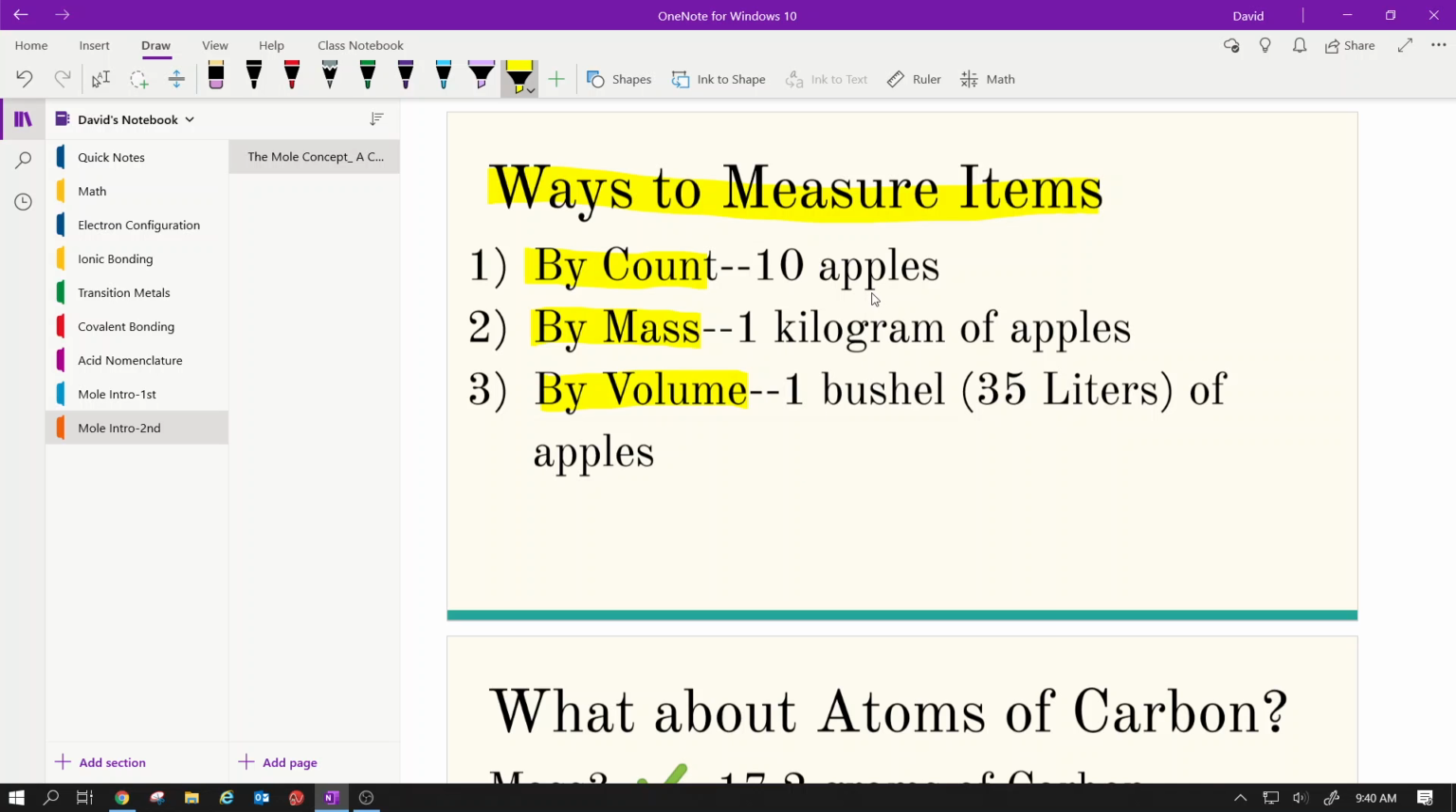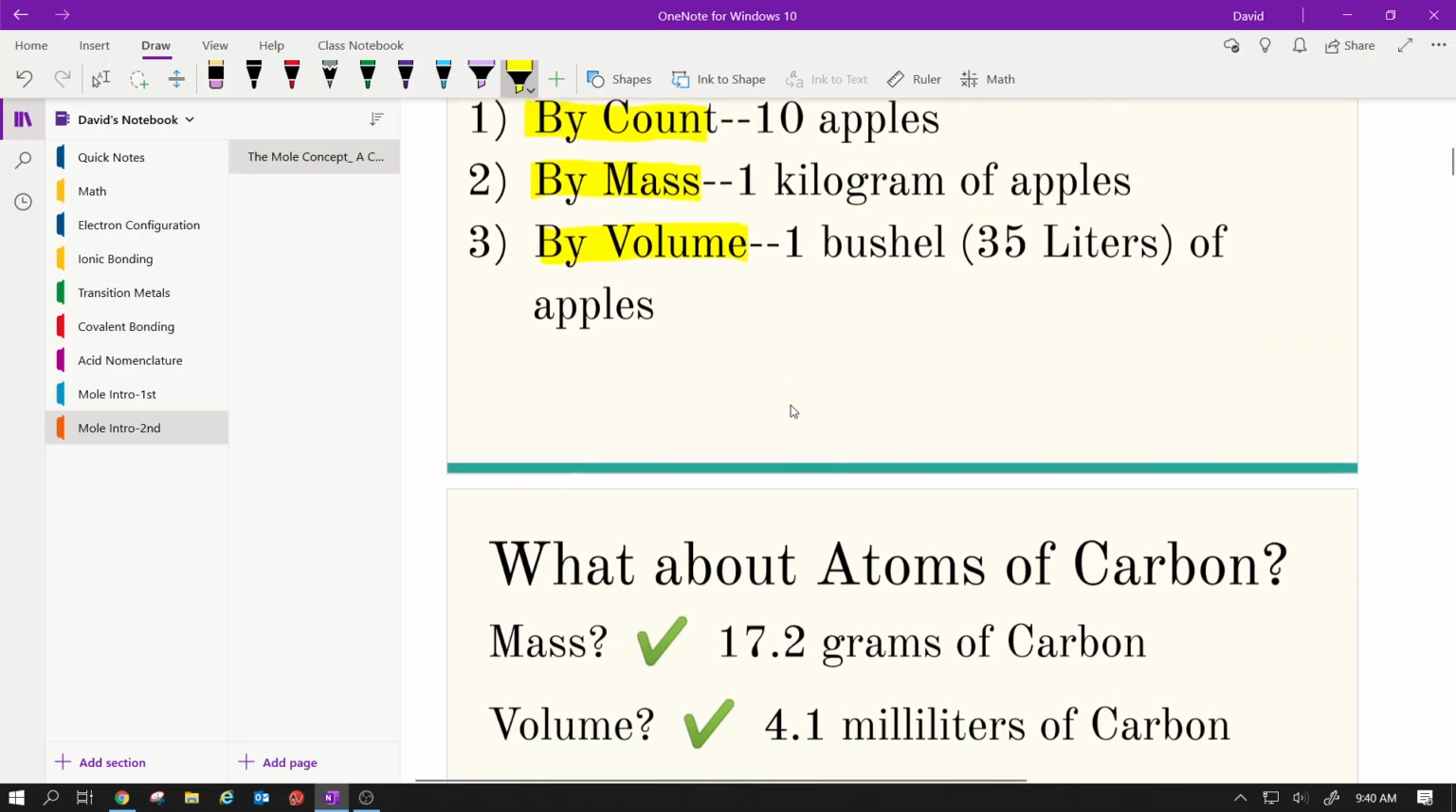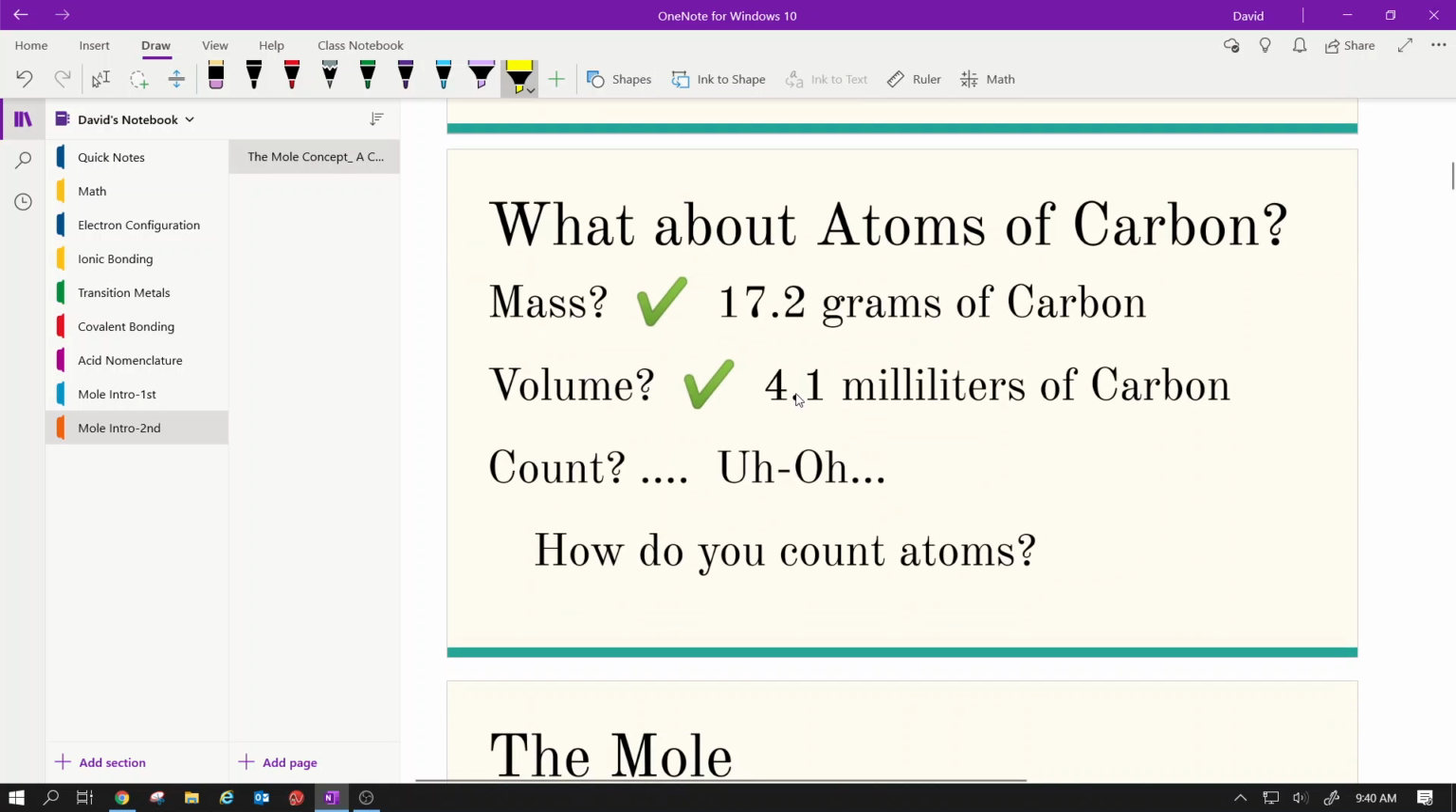Now, for apples, that's all good. I can count out 10 apples, or I can mass out 1 kilogram, or I can get a certain volume of apples. But what about carbon atoms? If I said we need 17.2 grams of carbon, you get your scale out and you mass it out and you're all good. If I tell you we need 4.1 milliliters of carbon, or a certain number of cubic centimeters of carbon, you could get the carbon measured that way.